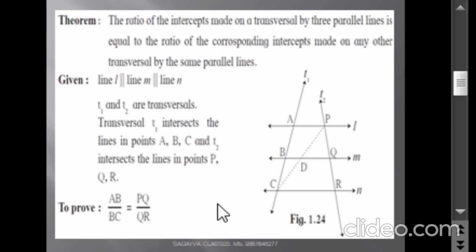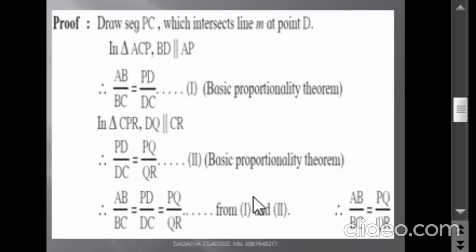Now, what do you need to prove? AB upon BC is equal to PQ upon QR. It looks similar to the basic proportionality theorem. Now let's move towards the proof.